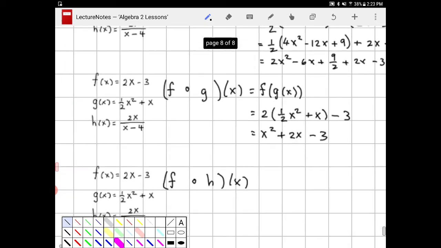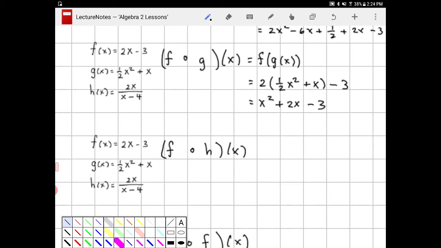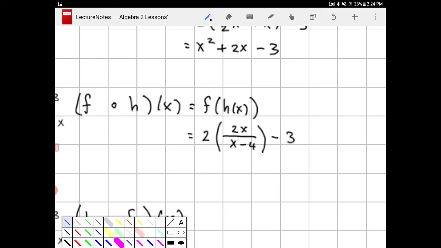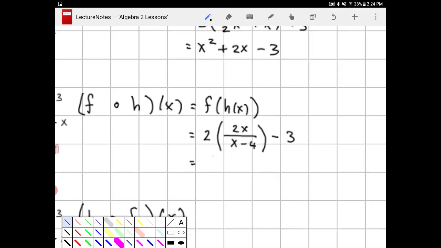All right, let's take a look at another one. F of h. What this is saying is h is going to go inside of f. So again, this is going to be 2 times x, and what was x? Oh yeah, it's 2x over x minus 4, and then minus 3. Multiply the 2, and I have 4x over x minus 4 minus 3.